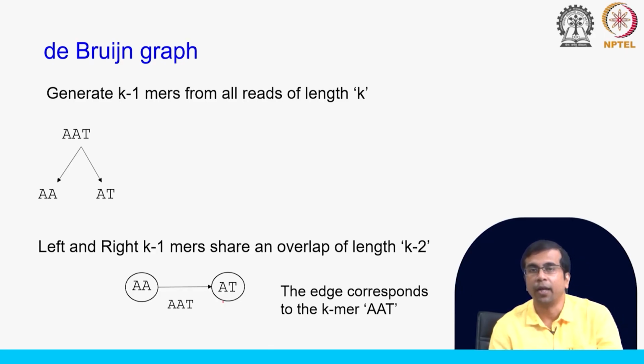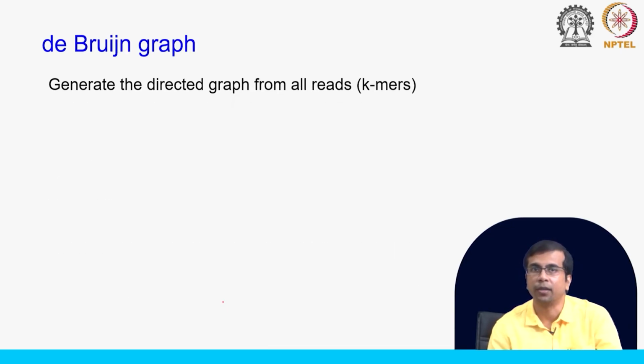So, with this in mind, now we can apply this for all k-mers, and we can generate this directed graph from all reads. What you see here, there is no overlap comparison. What we just do is split the reads into k minus 1 mers, and from that we build the overlap graph. Once we split, we know there is overlap, because the left and right k minus 1 mer will share an overlap. We utilize that property to build that overlap graph. So, there is no pairwise comparison, we just split all these reads into k minus 1 mers.